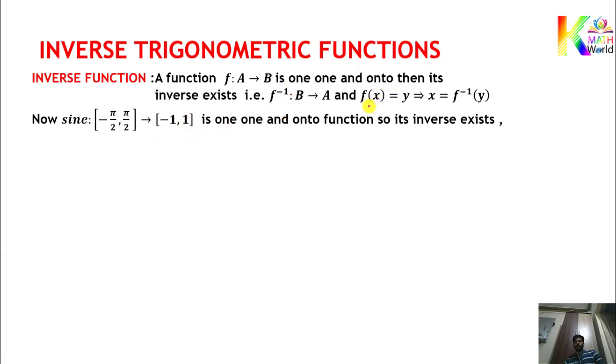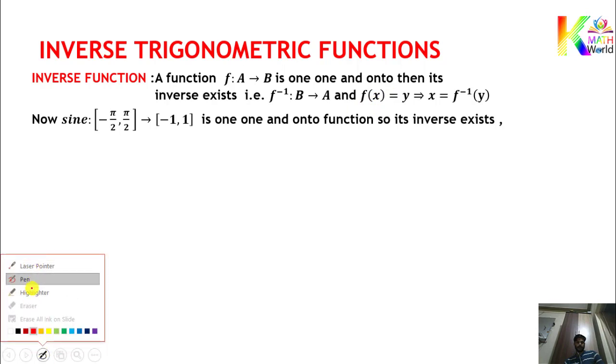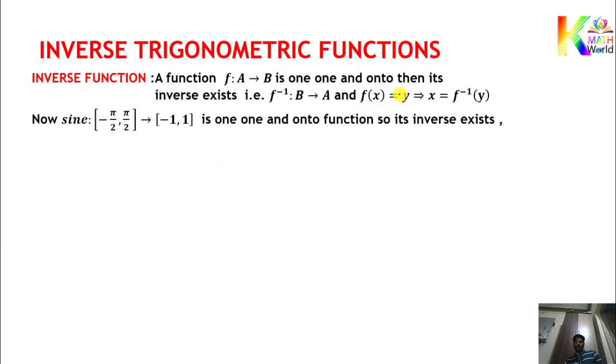This is the important thing in this definition: the function should be one-one and onto. And another thing, f(x) equals y, then x should be f inverse of y. So we will use this. Sine from the closed interval minus pi by 2 to pi by 2 to the closed interval minus 1 to 1 is one-one and onto.